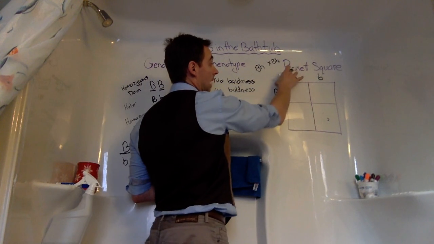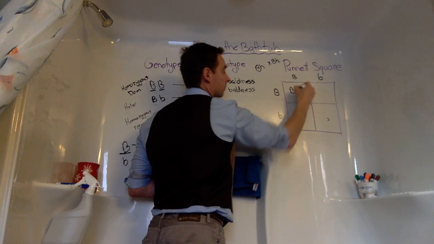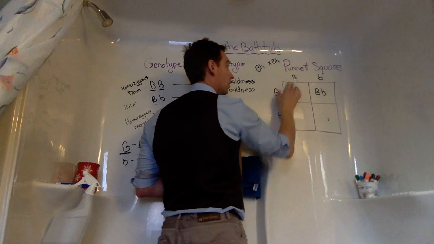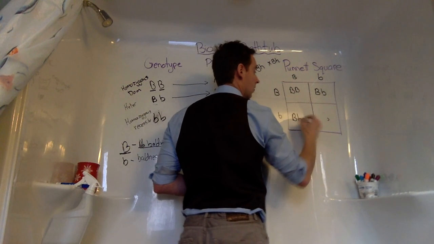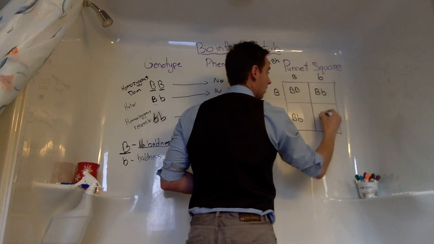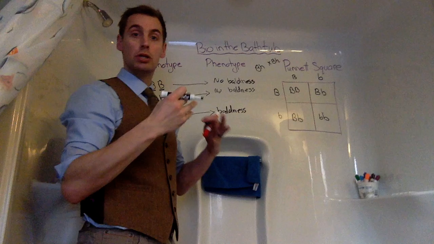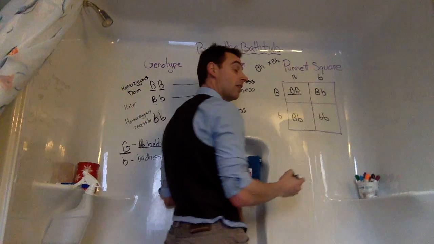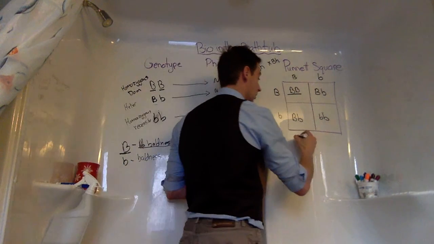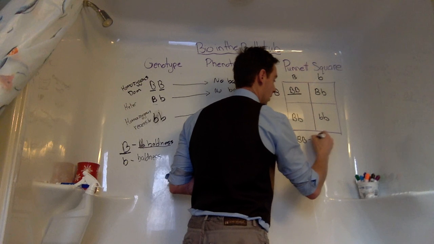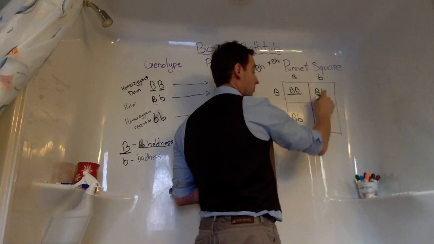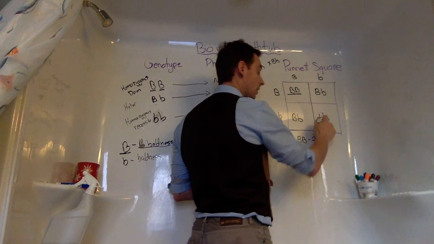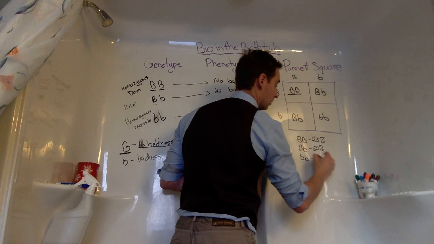I have capital B, capital B, lowercase b, capital B, lowercase b, and now I have a completely new genotype setup that I can look at. I figured out that 25% is homozygous dominant, 50% is heterozygous, and 25% is homozygous recessive.